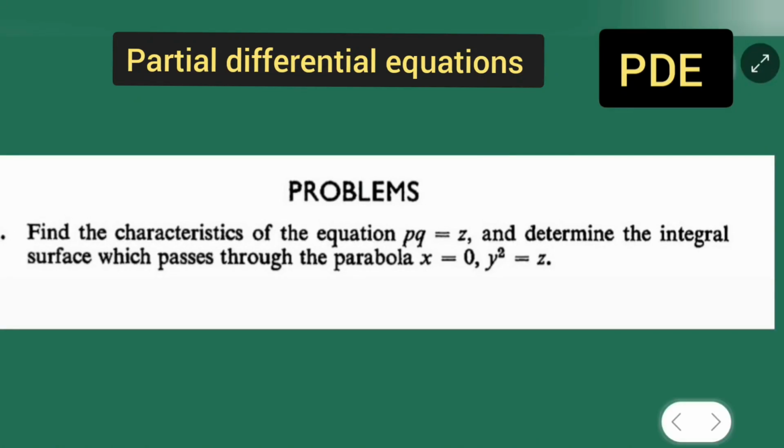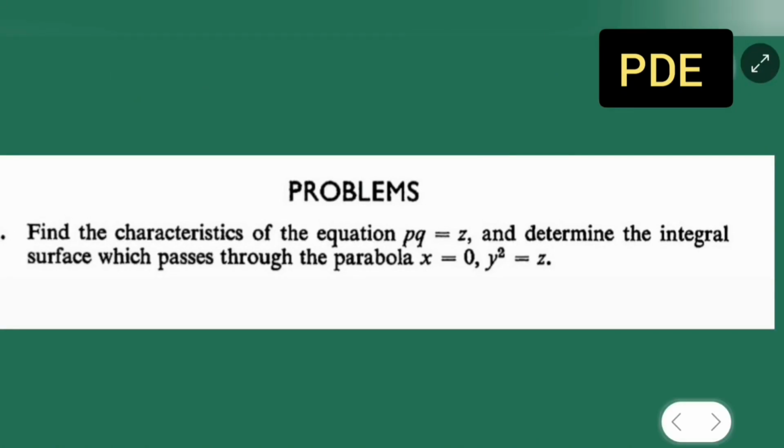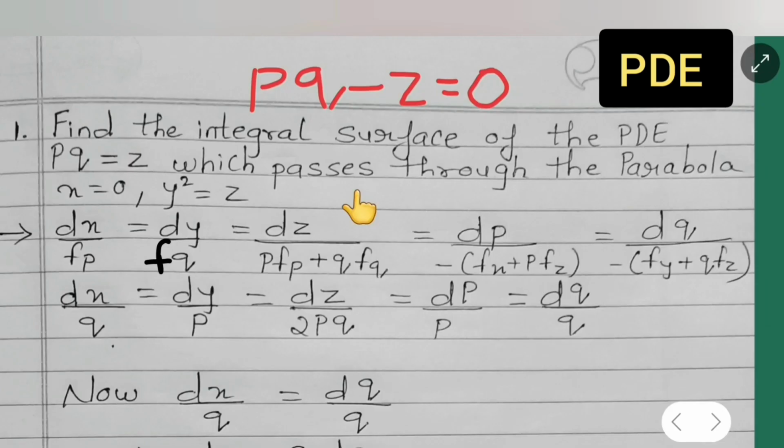So in today's lecture of PDE, I am going to teach you this problem: find the characteristic of the equation PQ is equal to Z and determine the integral surface which passes through the parabola x is equal to 0, y square is equal to Z. Okay, so let me start.